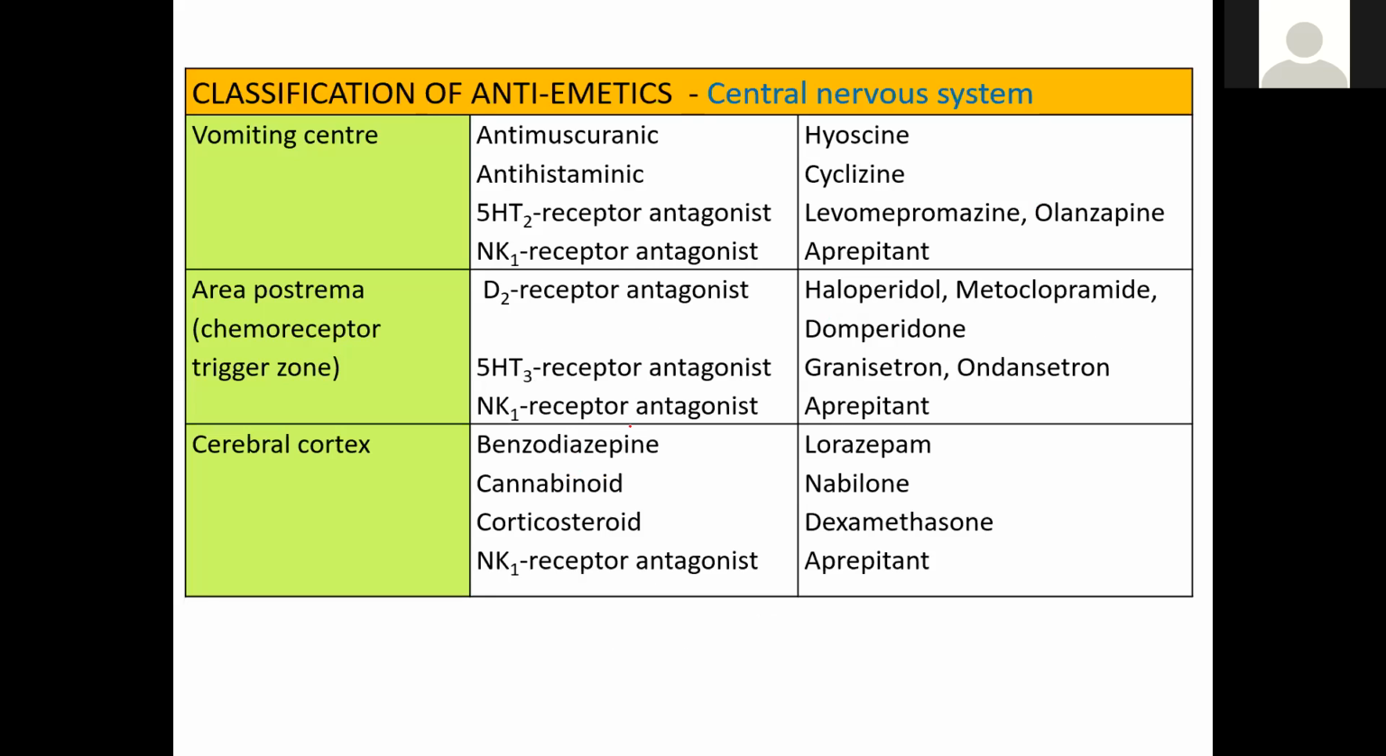Here we have seen GABA. So which are the drugs which we can use to block this? Benzodiazepines like lorazepam. Cannabinoids are not available in our country, but they seem to have a good effect in controlling nausea and vomiting. Corticosteroid again is non-specific but a wide spectrum antiemetic, which acts at the cerebral cortex level, and neurokinin receptor antagonists like aprepitant.